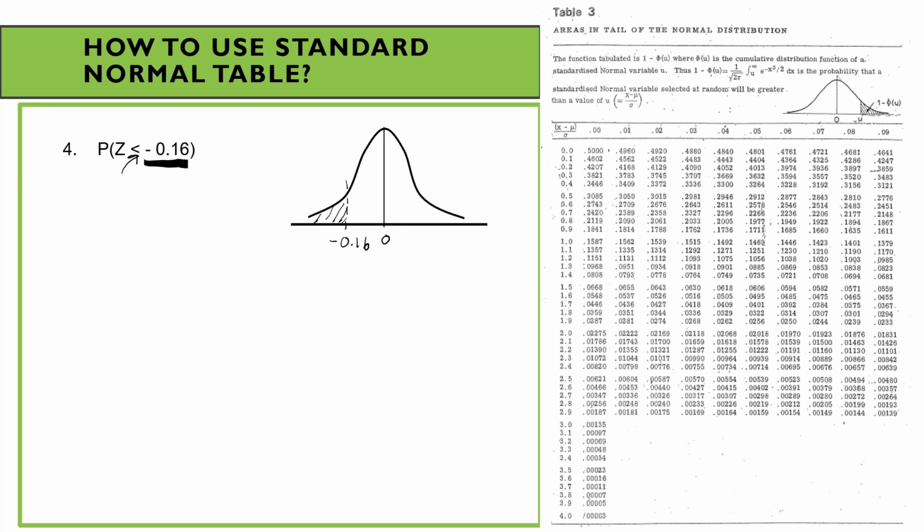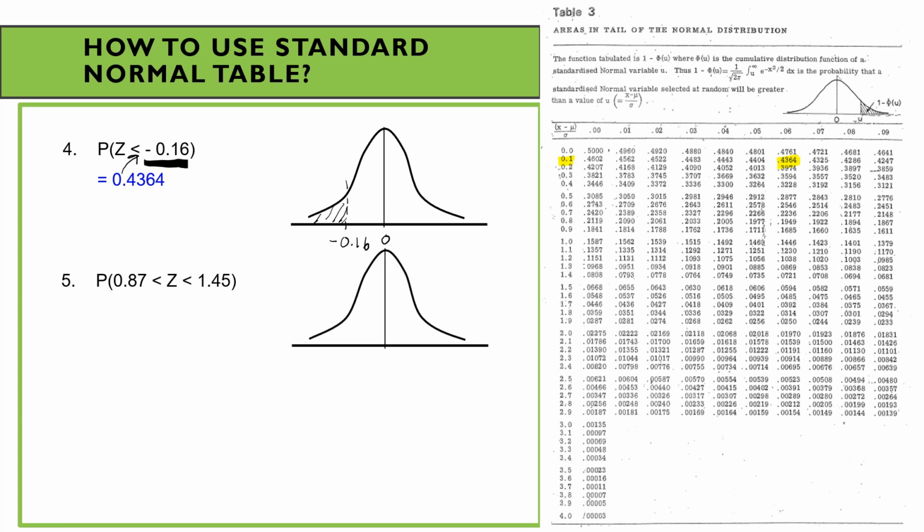So here is negative 0.16. Ignore the negative sign. Just look at 0.1, and then 0.06. So the final answer equals 0.4364. Next example. Z greater than 0.87 but less than 1.45.